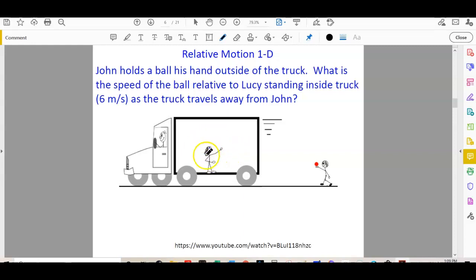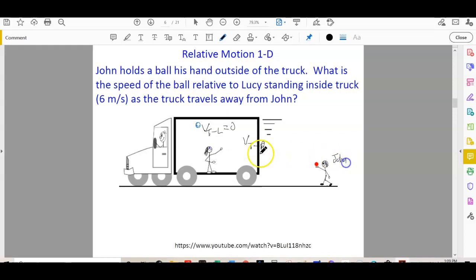Now Lucy's going to be the reference frame. So now the velocity of the truck relative to Lucy is equal to 0. But the velocity of the truck relative to John, actually to the ball, John is now holding the ball.